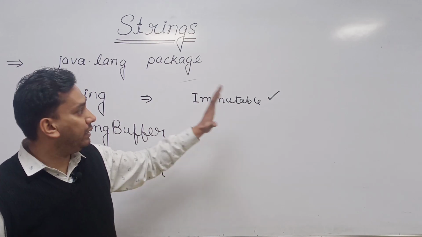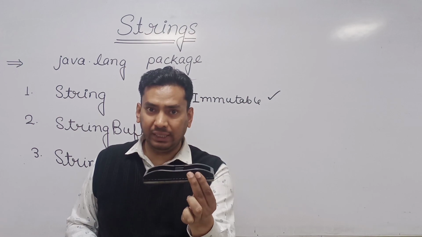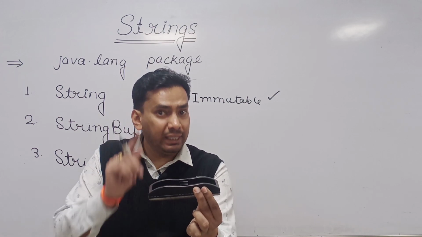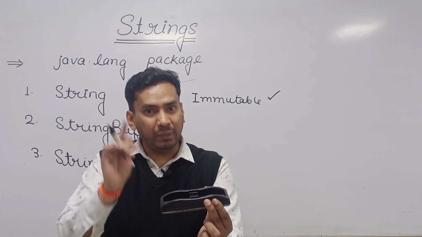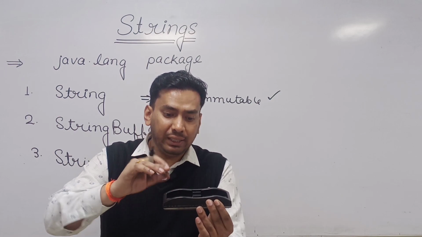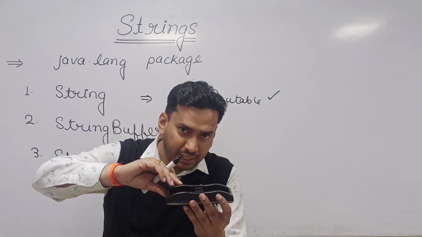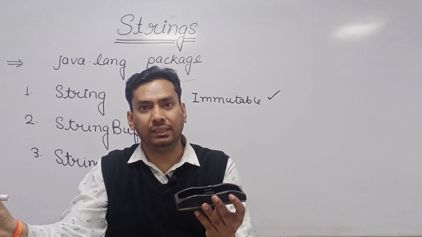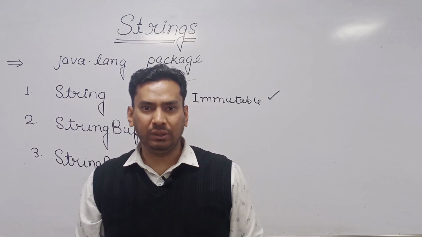I am again repeating, immutable means within the current object modifications are not allowed. It doesn't mean there is no such method to modify it. The methods are also available which will allow you to modify, but it will not be allowed within the same object. If you try to modify, a new object will be created. This is a very important concept.